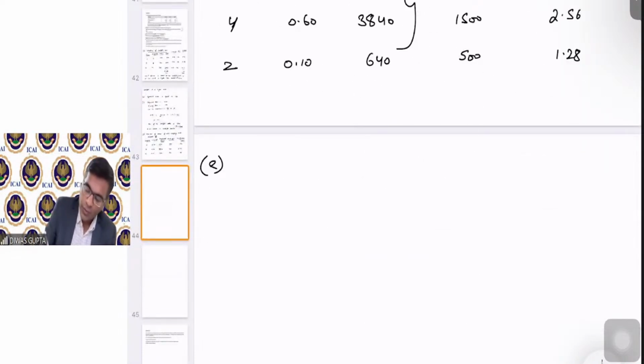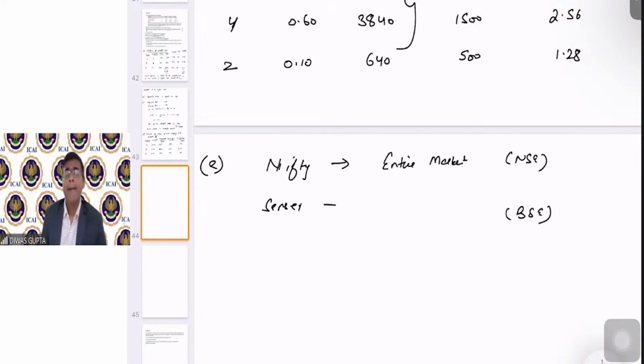Now students, please note, Nifty is actually a representation of the entire market. Similarly, Sensex also for that matter. Nifty is for NSE, National Stock Exchange. Sensex is for BSE, which is Bombay Stock Exchange. So these indexes represent the entire market.